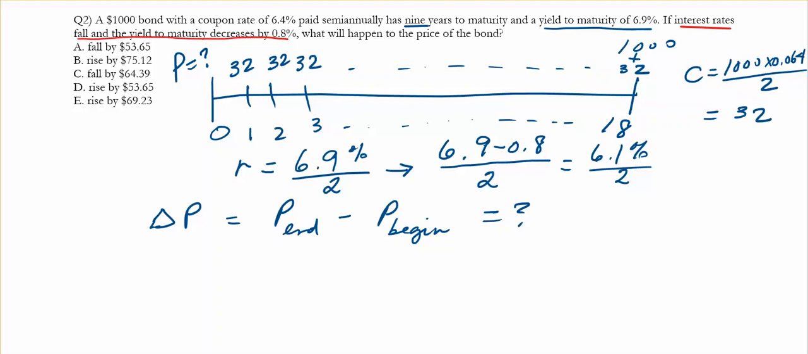All right. So again, we're going to do the price at the yield to maturity of 6.9%. Let me do the formula one more time.